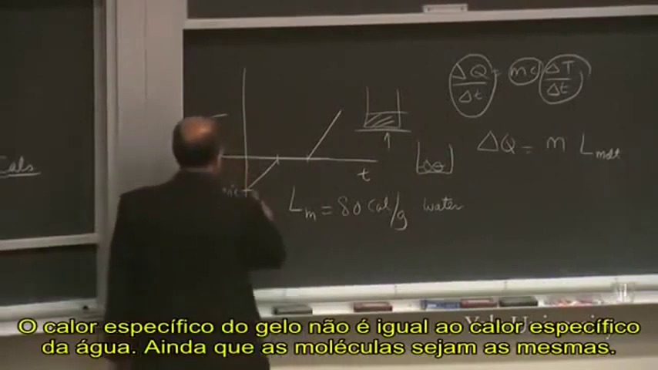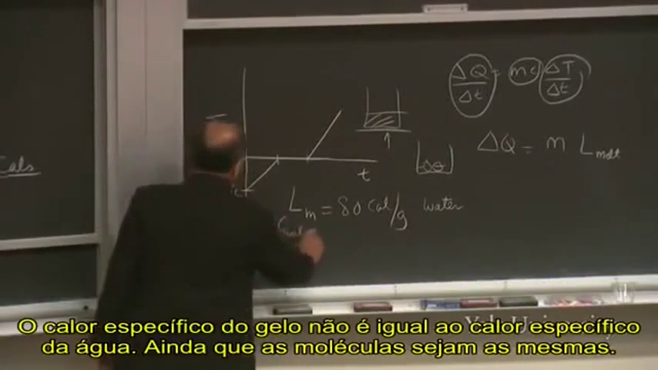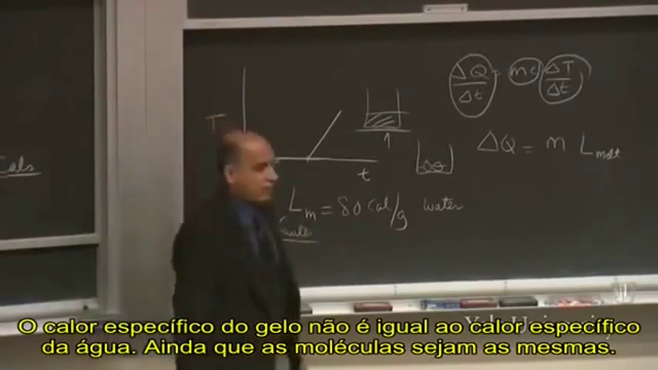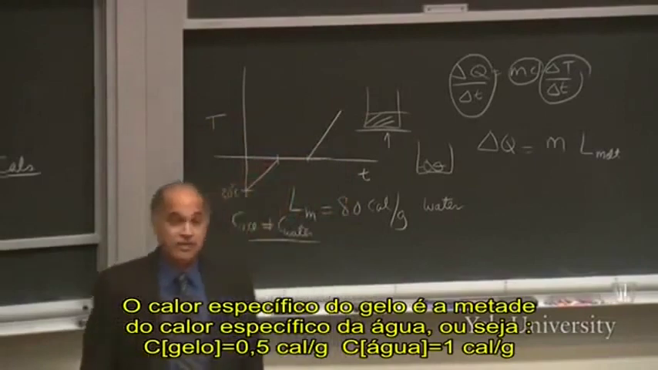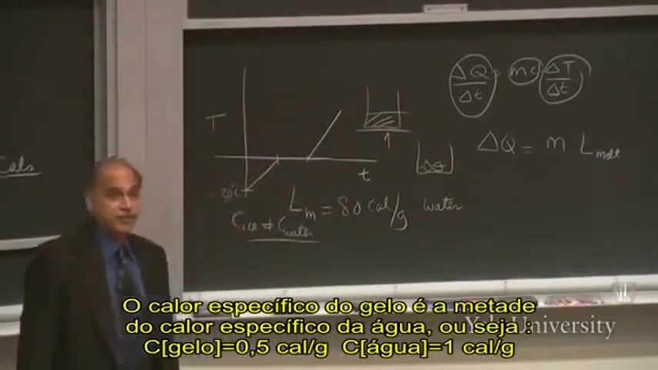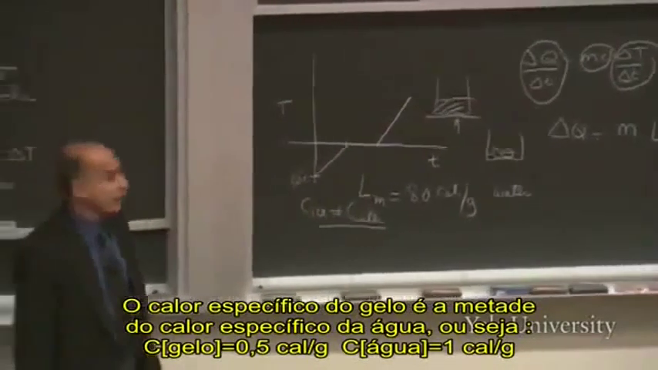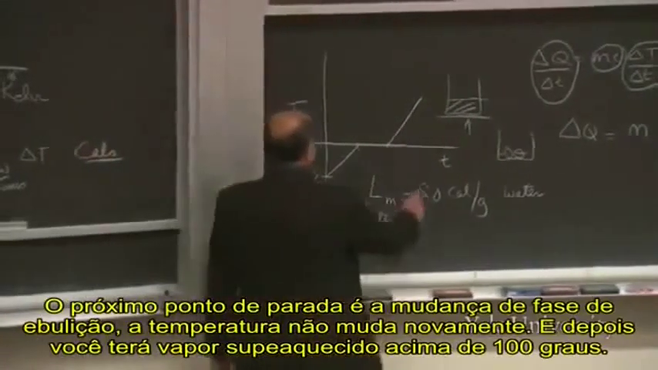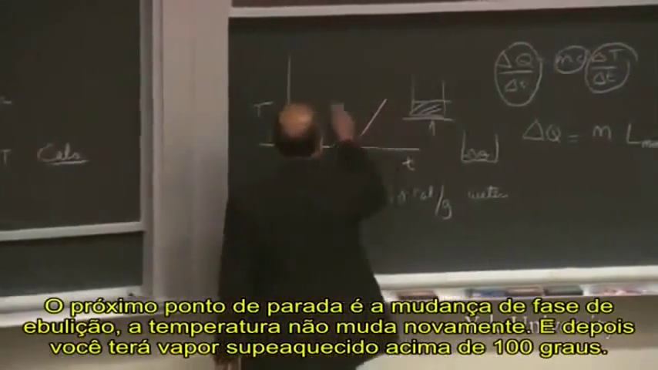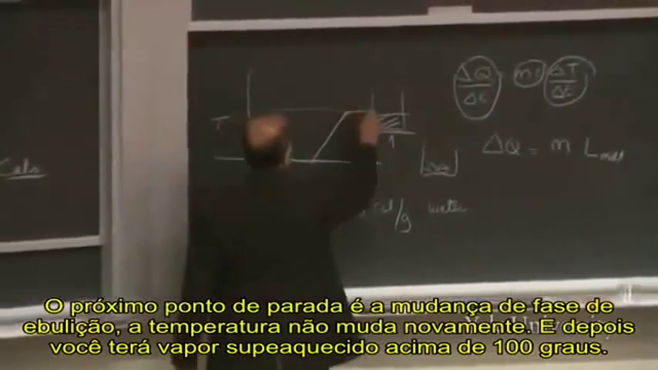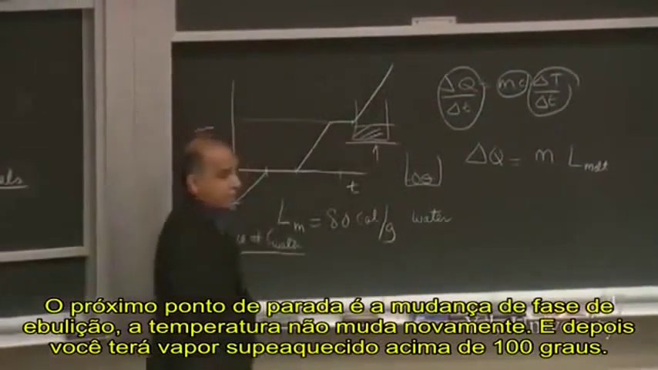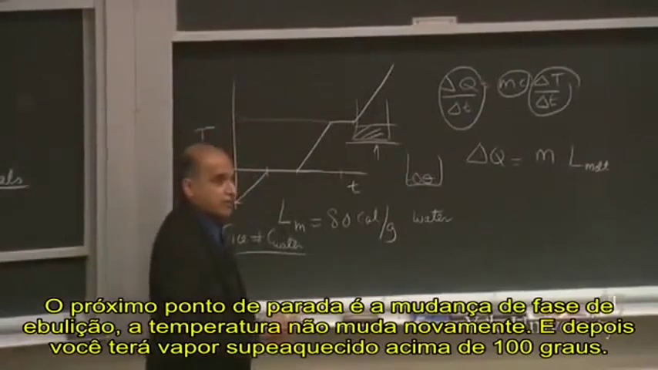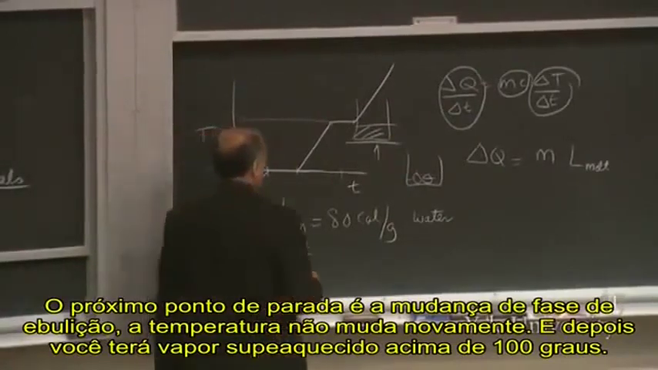The specific heat of ice is not the same as the specific heat of water. So you've got to be careful. Even though it's still made up of water molecules, the calories needed to heat 1 gram of ice is roughly half what it takes to heat 1 gram of water. So in these problems, don't make the mistake. Okay, then you go along, and I guess you know what the next stopping point is. When you come to 100 degrees, again it gets stuck till everybody vaporizes, and then you get steam. Then you can have superheated steam, which is at even higher than 100 degrees.